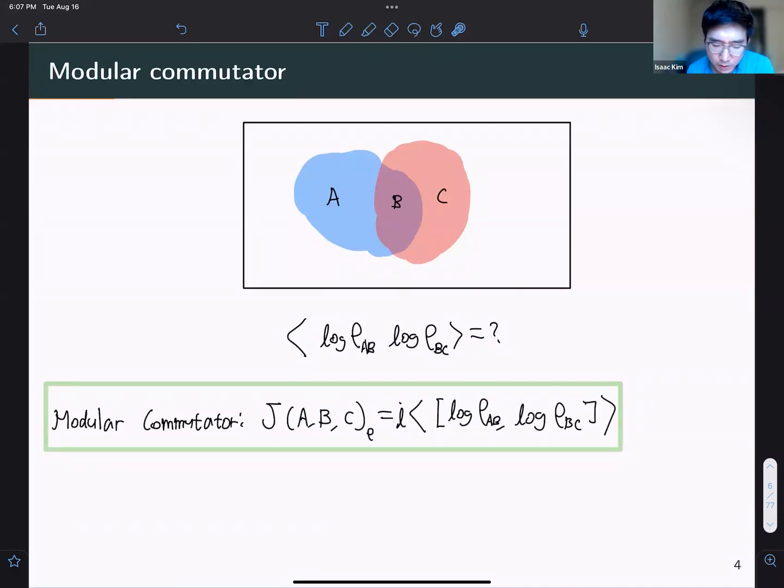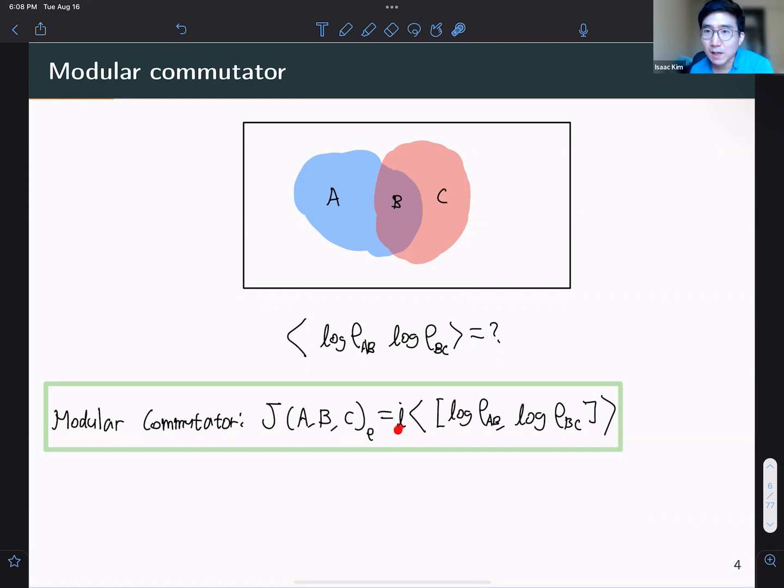We don't quite compute the product of the logs of the reduced density matrices. We take the commutator of the two, and then we take the expectation value. I think there's some feedback a little bit, but okay. So that is the definition. The setup is that you have this many-body system. You consider three subsystems, A, B, and C. Then I can define the density matrices over AB and BC. Here you see log of rho AB and log of rho BC. You take the commutator, and you take the expectation value.